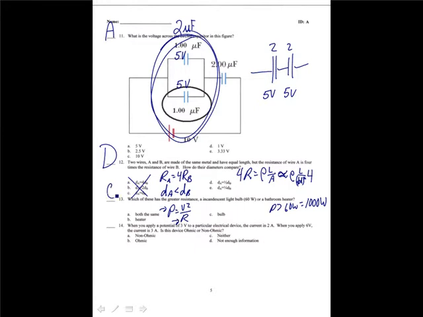When you apply a potential of 3 volts to a particular electrical device, the current is 2 amps. When you apply 6 volts, the current is 3 amps. Is this device ohmic or non-ohmic? Well, for the first one, we get a resistance of 3 volts over 2 amps. And for the second one, if it's ohmic, it should be the same: 6 volts over 3 amps. So that's 2 ohms, and this is 3/2 ohms. Since these are different, this is a non-ohmic device. It does not follow Ohm's law.